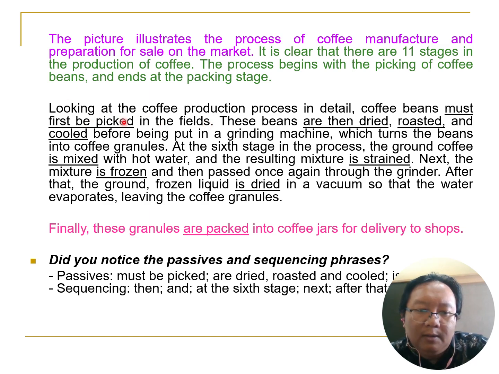You can see this is using passive voice. These beans are then dried, roasted, and cooled before being put in the grinding machine, which turns the beans into coffee granules. At the 6th stage in the process, the ground coffee is mixed with hot water, and the resulting mixture is strained. So you can see mostly they use passive voice with present. So you can consider like this one.